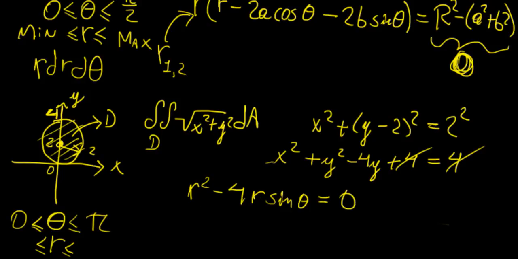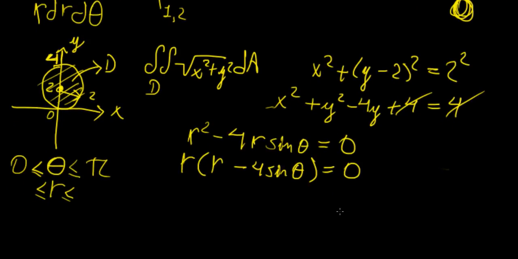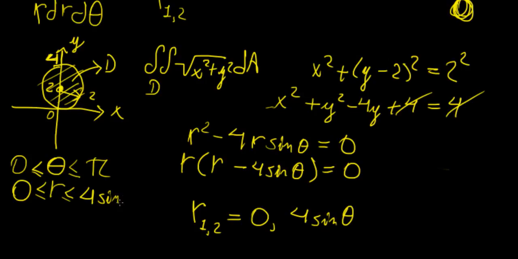This is going to be equal to 0, and we can factorize this in the following way: r times (r minus 4 sine theta). Given this expression, because we have 0 on this side, we have two simple roots. The roots of r in this quadratic equation are going to be 0 and 4 sine theta. Those are the two values that satisfy this equation. So we start from 0 and go all the way to 4 sine theta. That's going to be the limit on r.